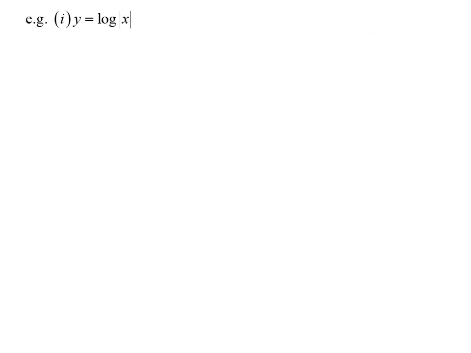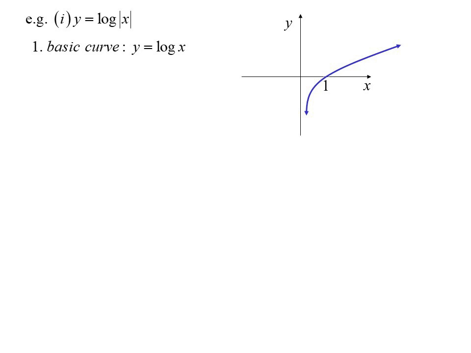What about the log of the absolute value of x? So basic curve y equals log x. So f(absolute value x), what did we do for that? Well, that was the one where we got the bit that's on the right hand side of the y-axis and we reflected it over. So it would look something like that.